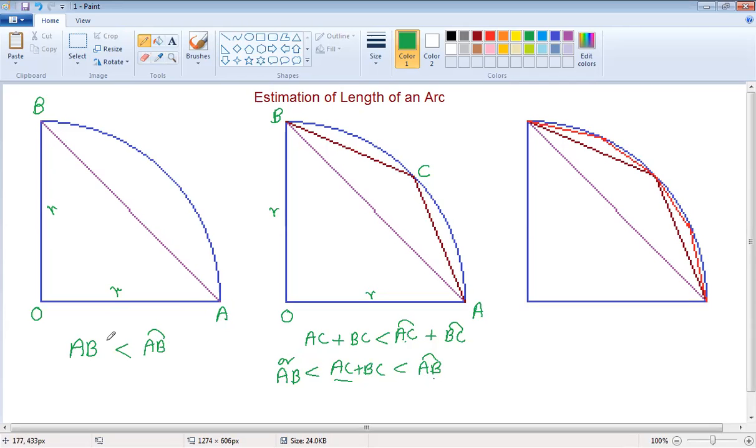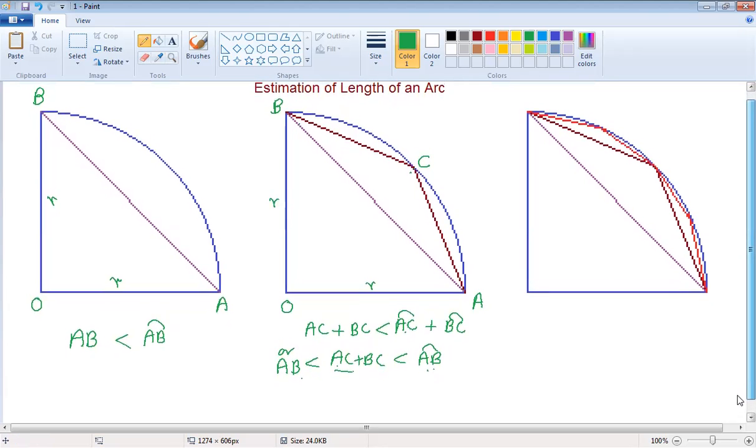So what I want to say is, if we want to estimate the length of the arc AB, the straight distance AB is a small value. It is not close to the arc length. But as compared to the straight distance AB, the sum of the two straight distances AC and BC is closer to the arc length AB. Though AC plus BC is still less than the arc length AB, it is better than the distance AB. It is more than that distance AB, so it is closer to the arc length AB. Got my point?